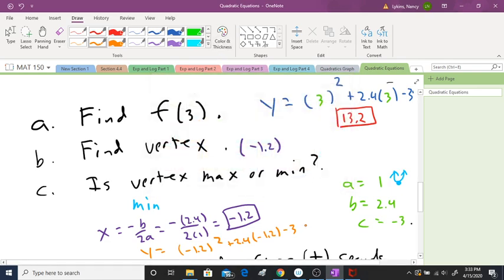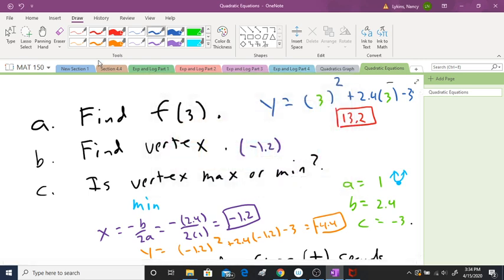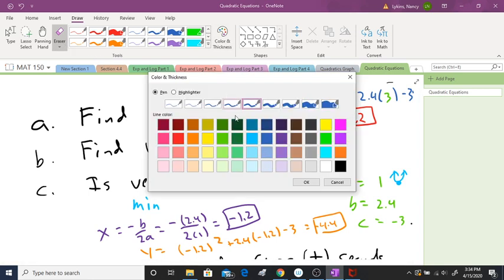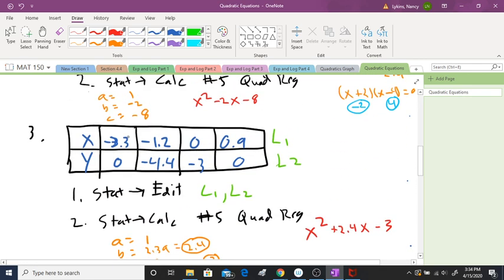When I do this, it should be negative 4.4. So my coordinate would be negative 1.2, negative 4.4. That's my vertex. If I look at my table, this right here, and I'm going to put a little asterisk by it, that's my vertex. That was actually in my table. Not all of the tables will have the vertex. In this one, it does.